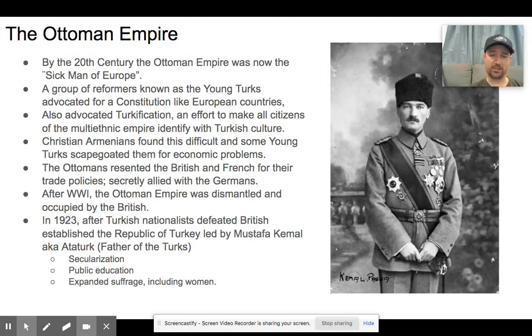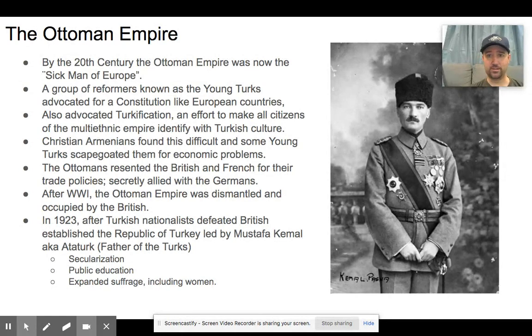But that's not the only thing they wanted. They did advocate for this concept of Turkification. It was an effort to make all the citizens in this very diverse, multi-ethnic, multi-religious empire that was the Ottoman Empire more identified with the Turkish culture. And so, considering it was a diverse group of people that lived inside the Ottoman Empire, you'll see pushback against this, especially from ethnic groups that identify with Christianity.